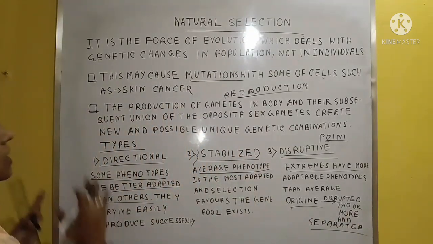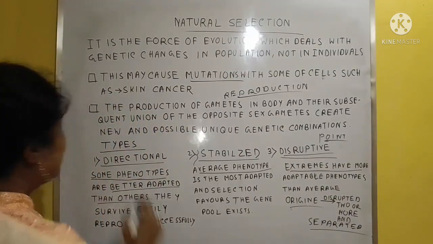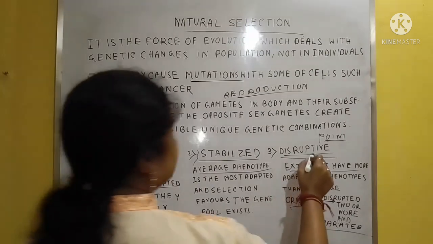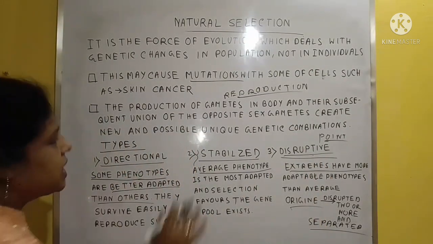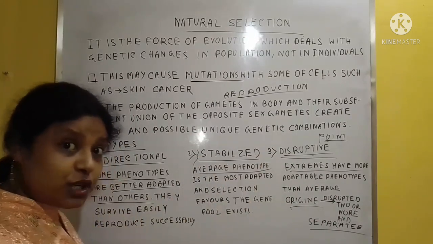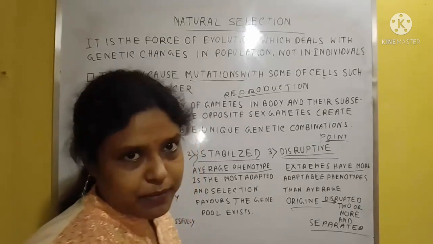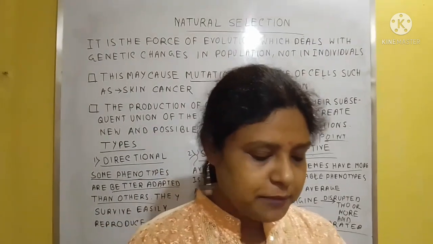So here are the three types we just learned: directional, stabilizing, and disruptive. In the case of directional, some phenotypes are adapted. In stabilizing, average phenotypes are adapted. In disruptive, extreme phenotypes are adapted. Clear? Now we will understand it with proper examples.